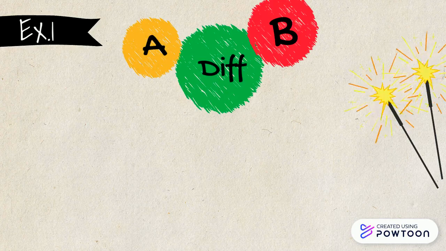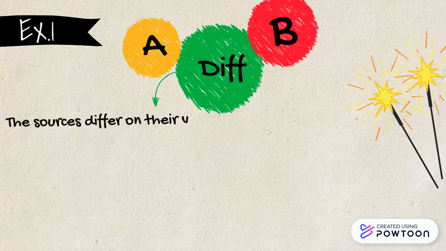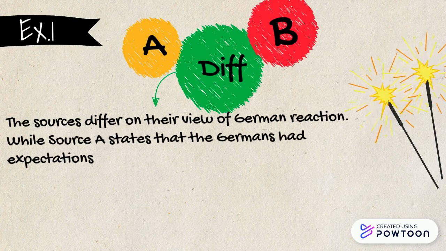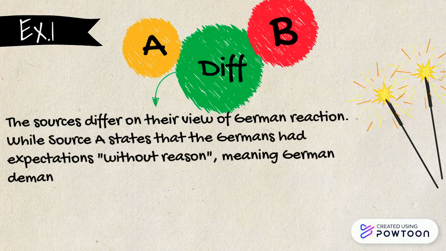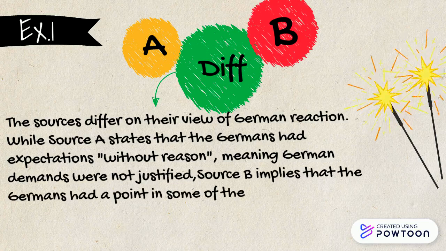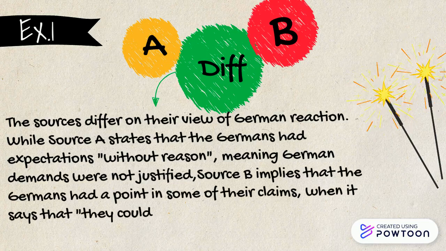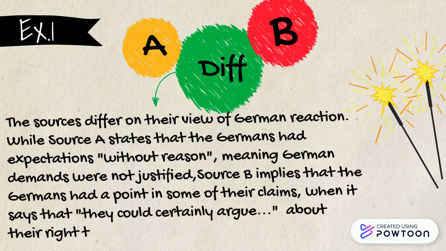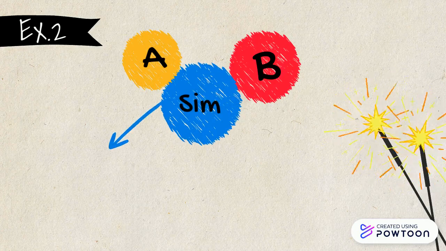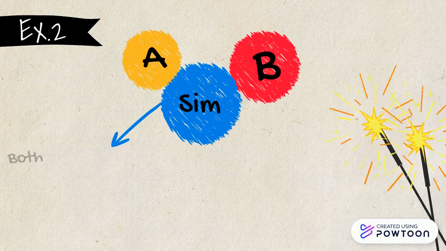Here you have an example on how to write a paragraph explaining the differences. If you take a look between inverted commas, you will find the specific evidence from each of the sources. And here you have an example on how to write similarities about the two sources.